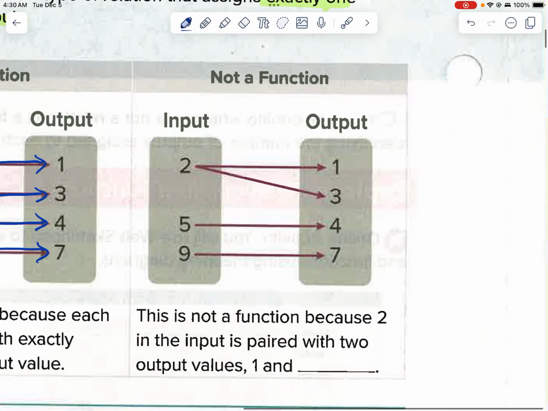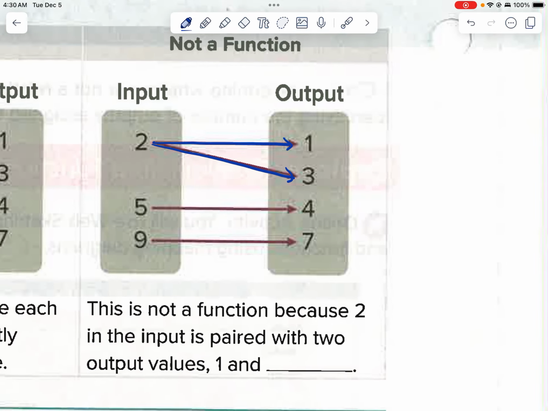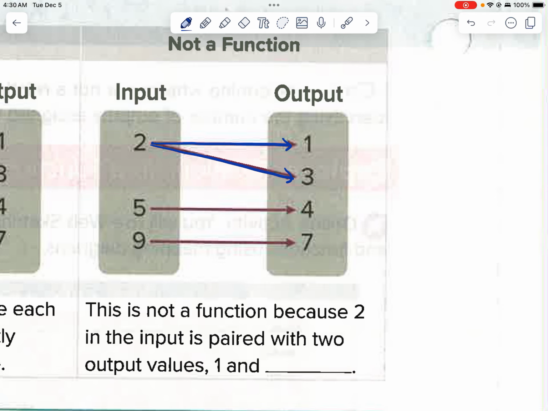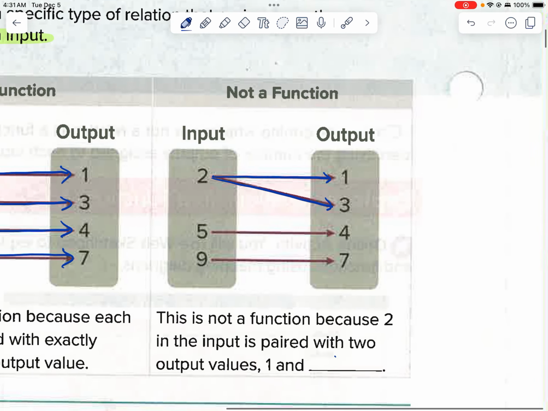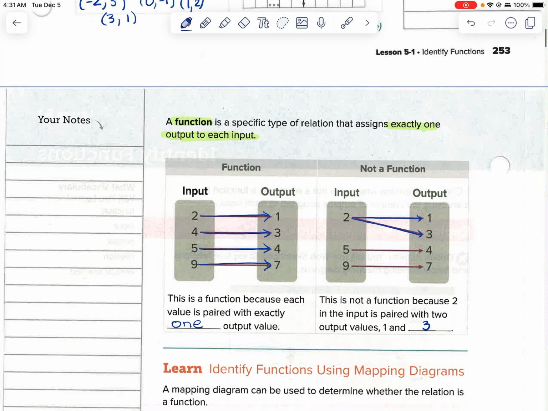Okay, if I look over here on the other hand, notice how 2 is going to 2 different numbers. That means it's not a function. This is not a function because 2 in the input is paired with 2 output values, 1 and 3.